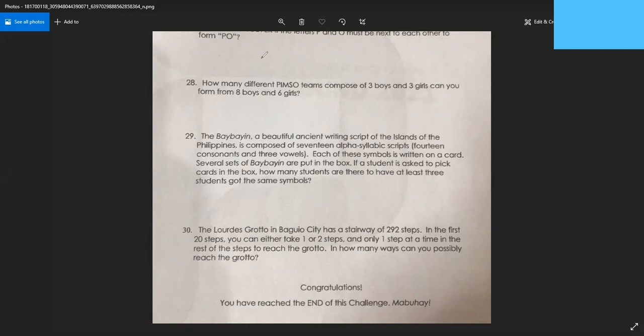If you encounter this one, from the 8 boys, we're going to select 3 boys only. So in that case, we will write a fraction here. Since we have 3 boys, this will be 3 factorial, or 3 times 2 times 1. For our numerator, since we have 8 boys, we'll start from 8, followed by 7, and then 6.